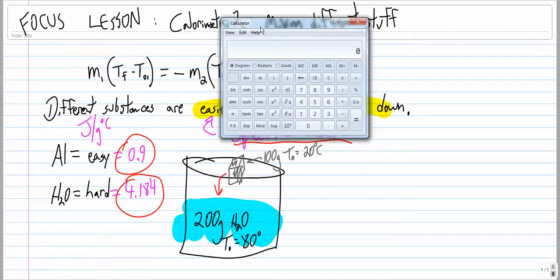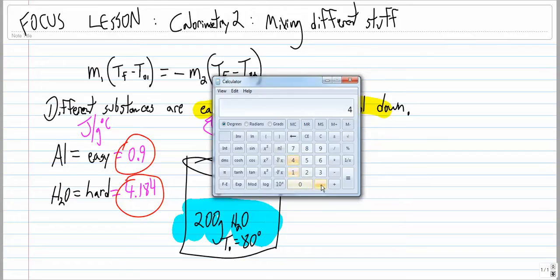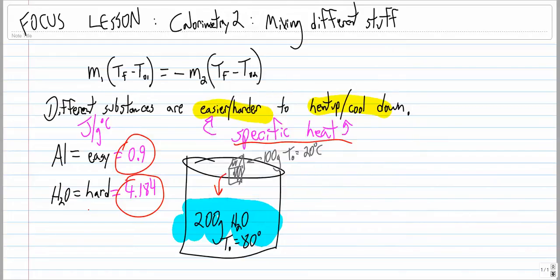Let's do this. Let's go 4.184 divided by 0.9, 4.6. So basically it's 4.6 times harder to heat or cool water than it is to heat or cool aluminum. And that's why we use aluminum to make our car radiators. It really lets that heat out fast. You just blow a fan over it and you can cool your car engine off really, really well.